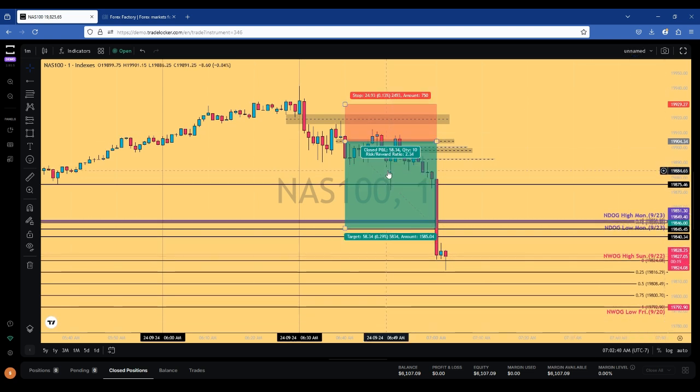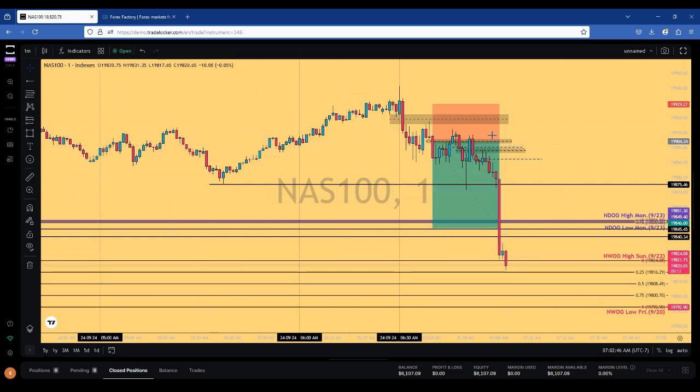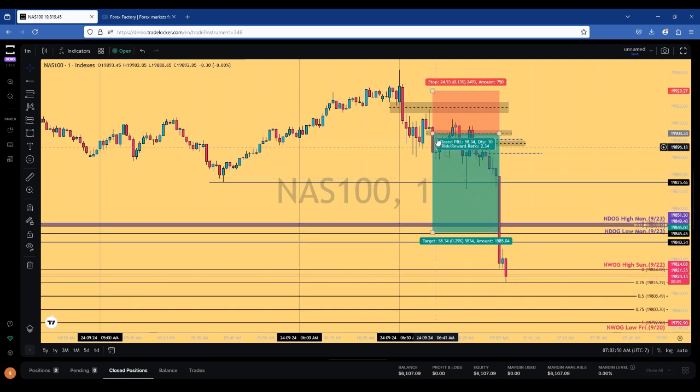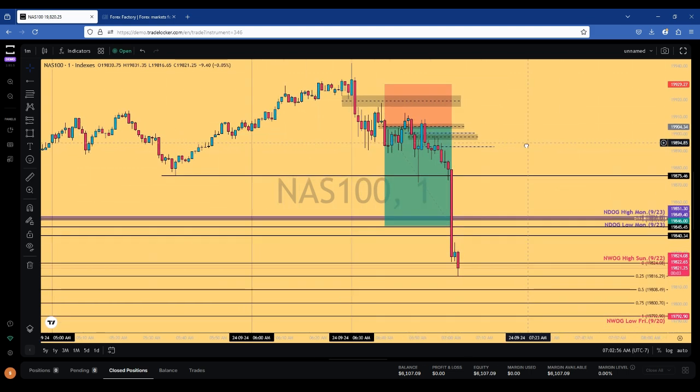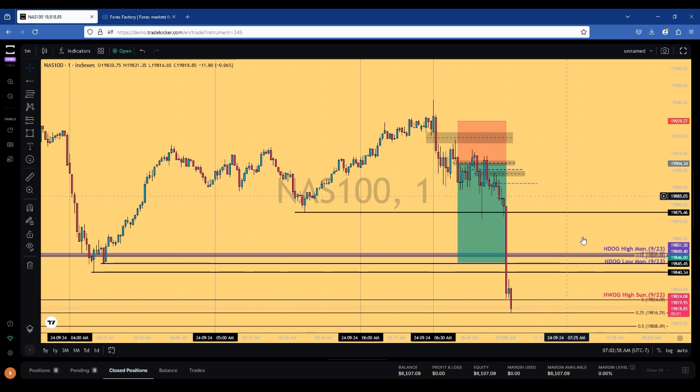This was a 1 to 2.3 risk to reward ratio. So good risk to reward, good entry, and it didn't take too long to play out, about 20 minutes. Learned a couple things too.